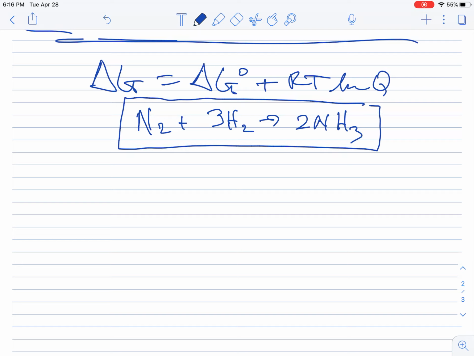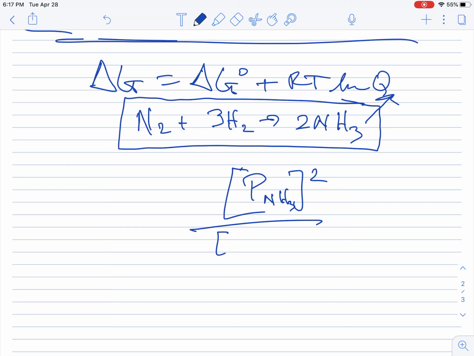Because these are going to be gases, this Q is going to be based upon pressure. Now, again, this is old school. So your Q value is going to be the pressure of your NH3, because that's my product, but that's going to get squared. Then I'm going to divide that by my N2, and then my H2, and that's going to get cubed. This is the same system we use with Q sp, K sp. You cube it, you square it, whatever is in front of that.